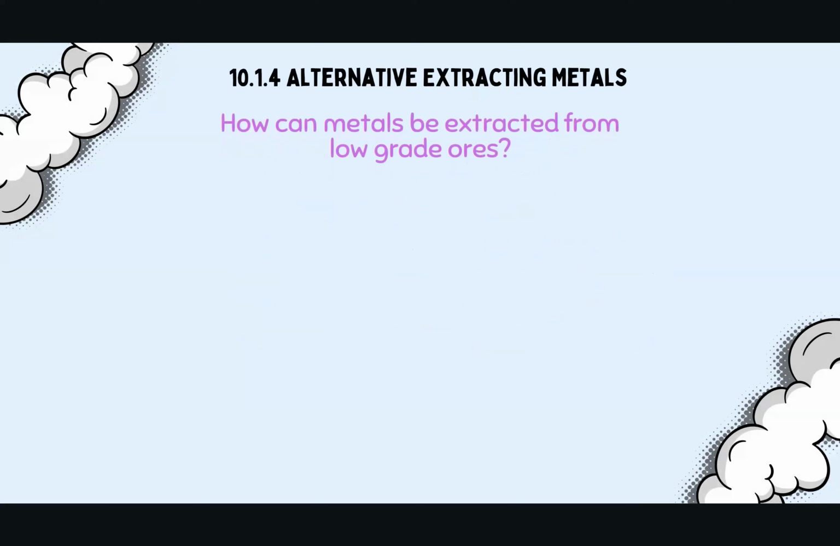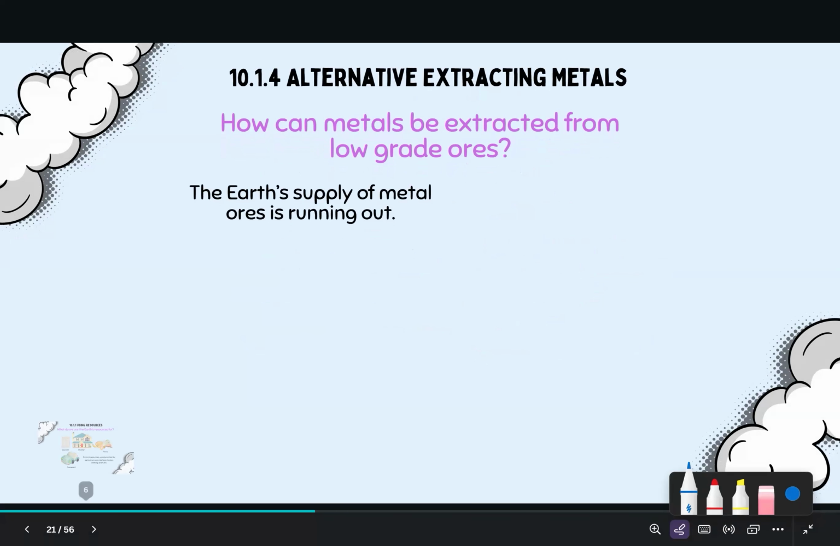Okay, alternative ways of extracting metals. So how can metals be created from low grade ores? So the Earth's supply of metal ore is running out.